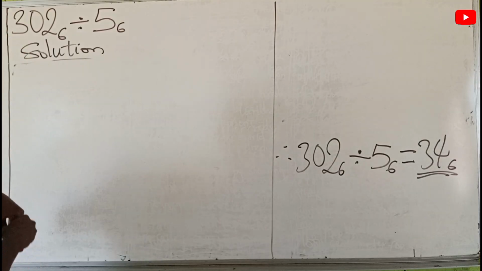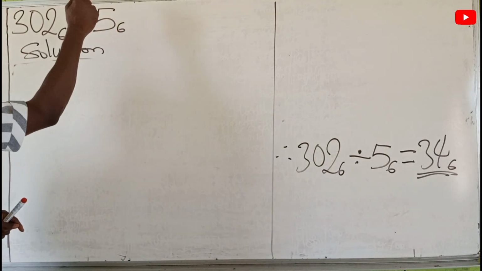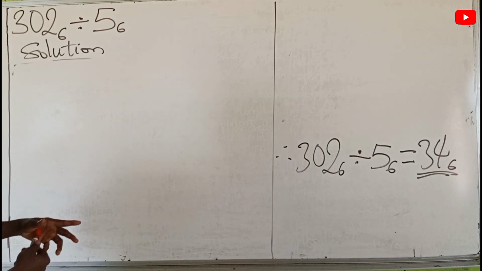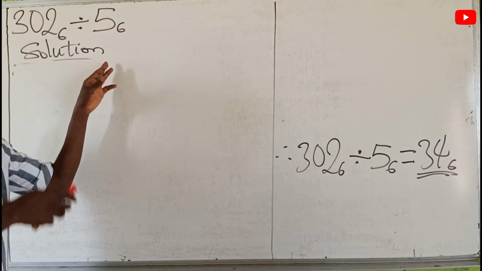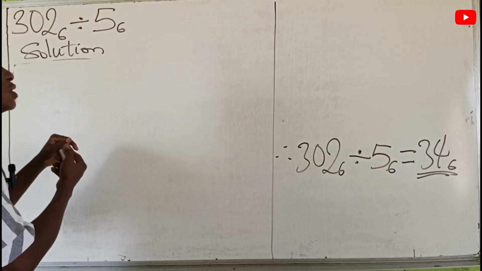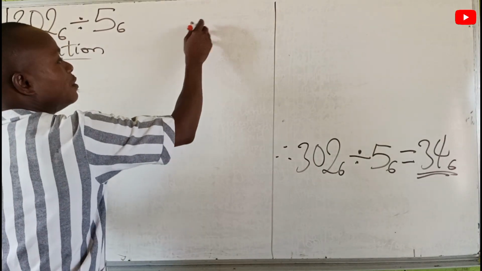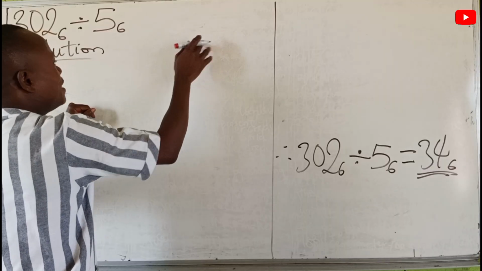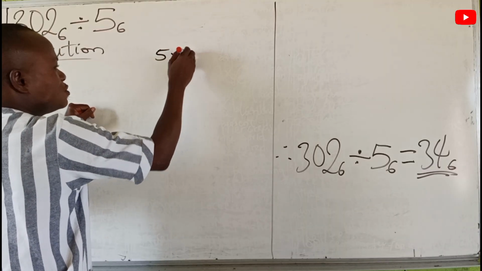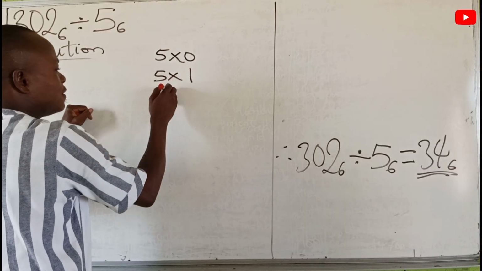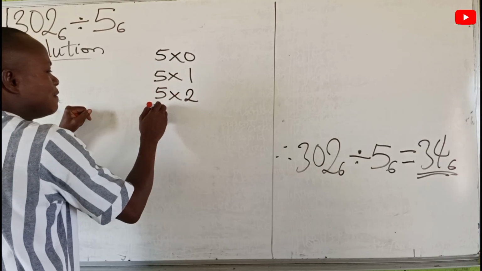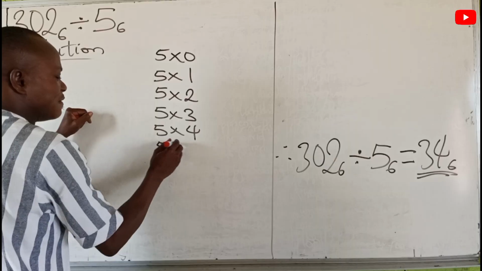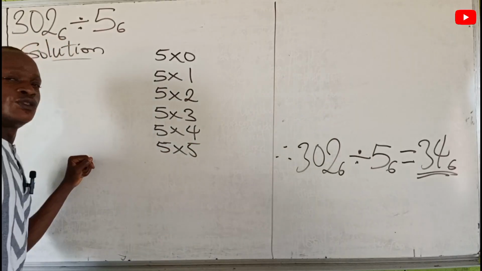But for us to do that, you must understand multiplication of 5 in base 6. Usually, if you are doing multiplication of 5 in base 6, what is going to happen? Let me just write it here. Let me write multiplication by 5 here. So we are going to multiply, let's say, 5 times 0, 5 times 1, 5 times 2, 5 times 3, 5 times 4, and 5 times 5.